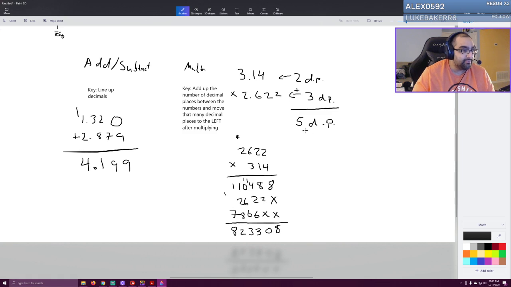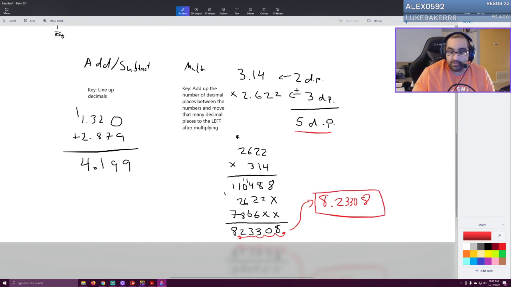Now all we have to do is move 5 decimal places over to the left. Since we wanted 5 decimal places, let's move it to the left, starting all the way on the right. Go 1, 2, 3, 4, 5. And so here we get 8.23308. That's our final answer for this problem. Easy peasy lemon squeezy. Nice.